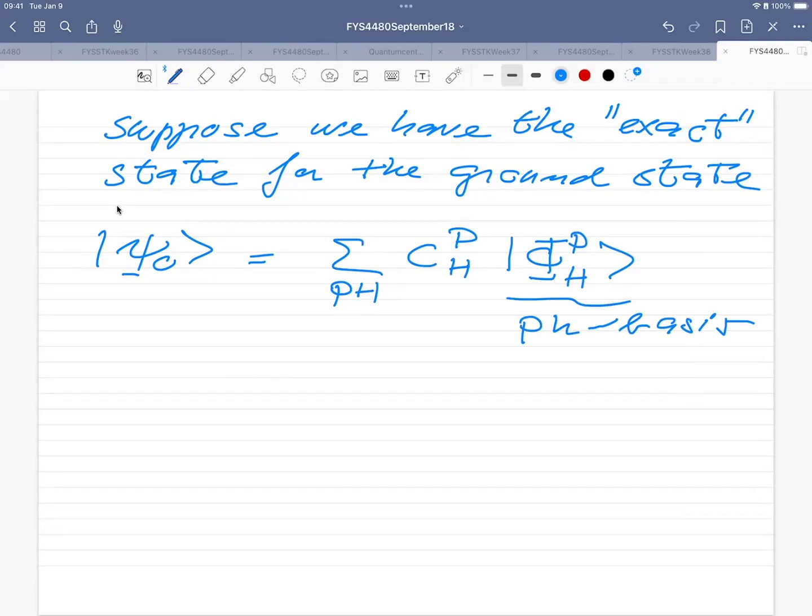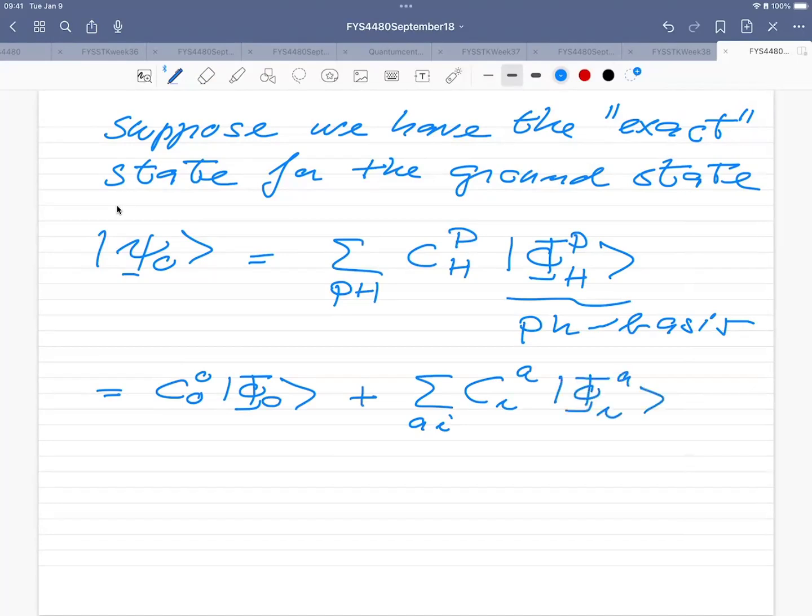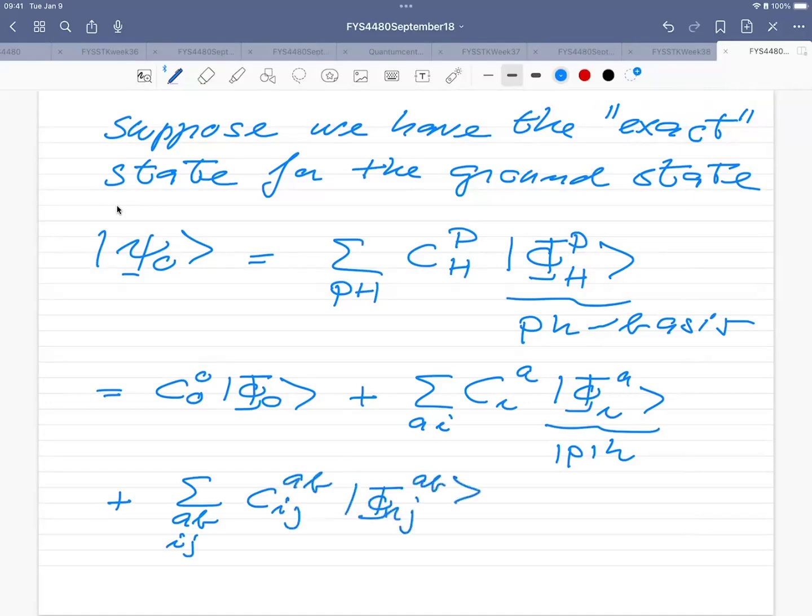Now, if I make the expansion, this sum runs over all the possible particle hole states. So this would now be equal to something which looks like this: the zero particle, zero hole term, times phi 0. Then I have the next term, and that means that I'm going to sum over A and I. And then I have the coefficient C_i^a, which we have defined. This is our orthogonal basis, all these basis states which we have called a one particle, one hole excitation. And then obviously there has to be a sum over coefficients C_ij^ab, and then I have the state phi_ij^ab.